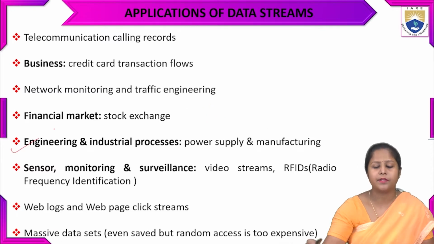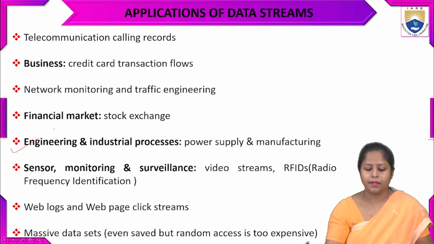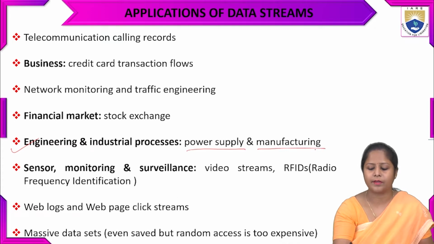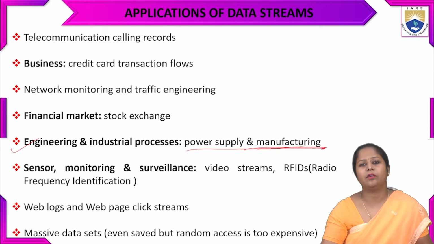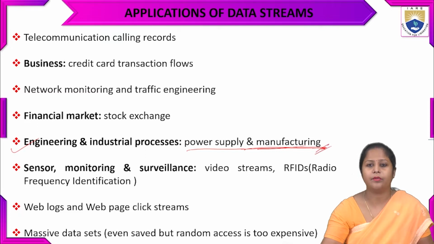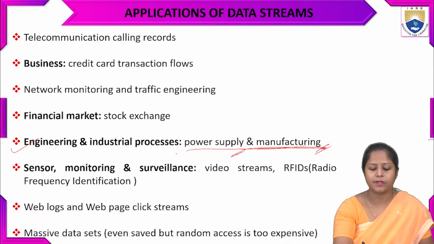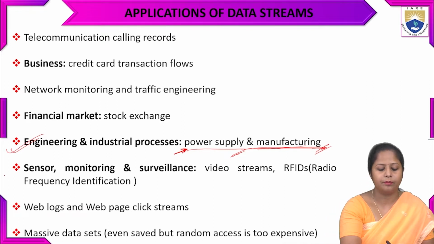Engineering and industrial processes. Here we have taken the power supply and manufacturing industry. In that also the data is updating continuously. Every time the data updates as new types of items and new things are in the process of making. So here also the data will be a data stream.